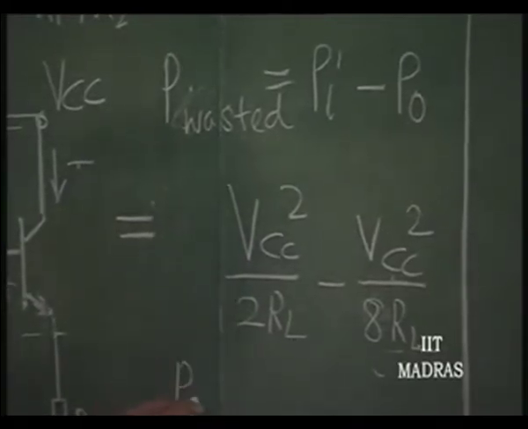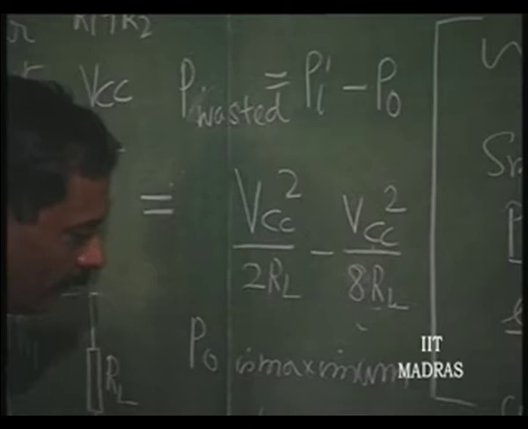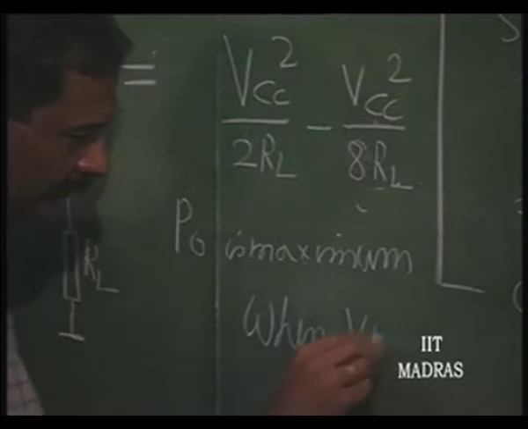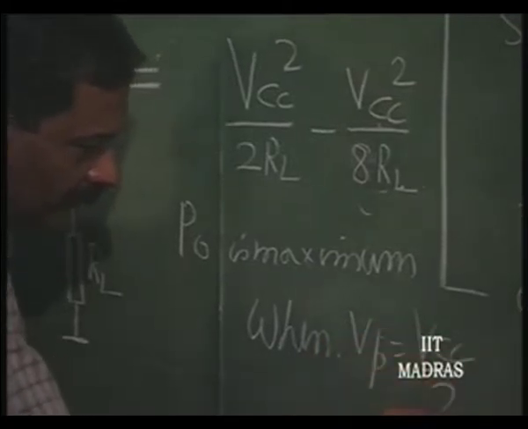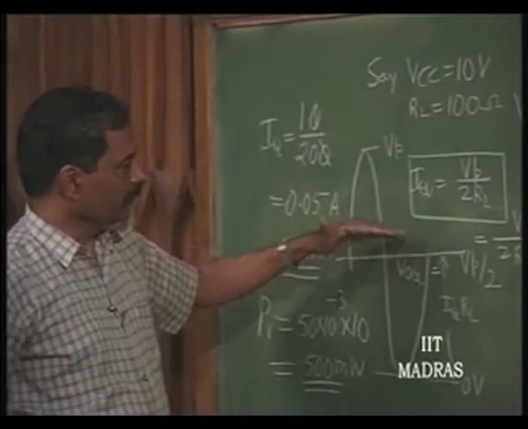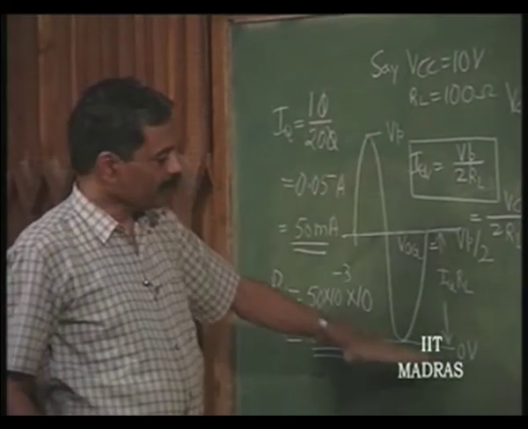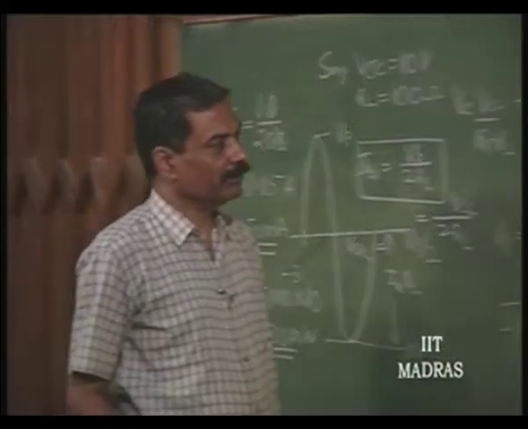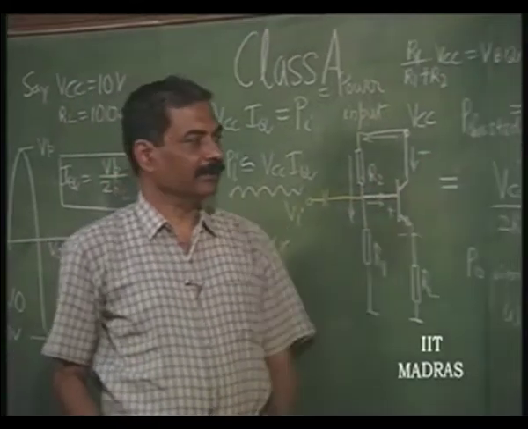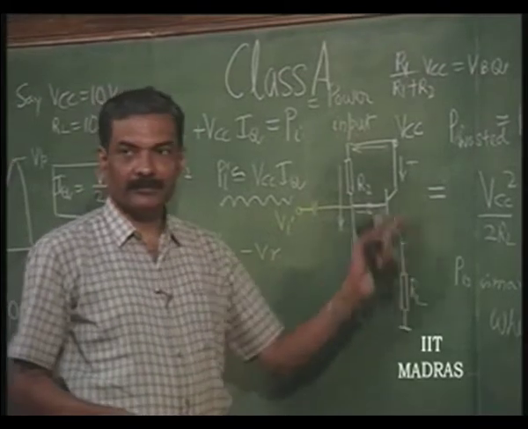So, power output is maximum when Vp is equal to Vcc by 2. If the bias is Vcc by 2, on one side it can go up to Vcc, on the other side it can go down to 0. So, it is Vcc by 2, and therefore that much power is wasted in the circuit.